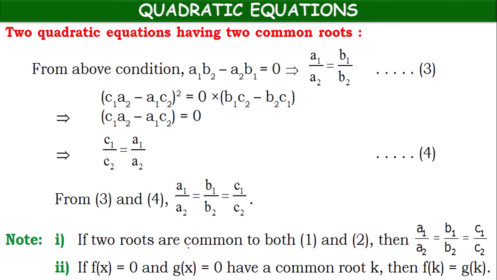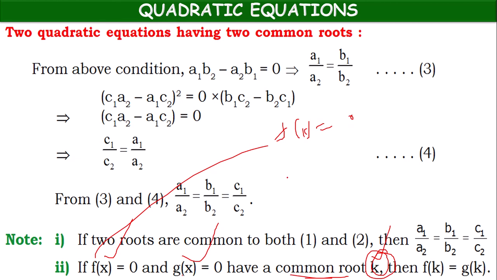Means, if two roots are common, then this condition should be satisfied: A1 by A2 equal to B1 by B2 equal to C1 by C2. Or if f of x equal to 0 and g of x equal to 0 have common root k, then in the place of x, if you keep k, f of k will become 0. In the place of x, if you keep k, g of k will become 0. Or indirectly, f of k will be equal to g of k.